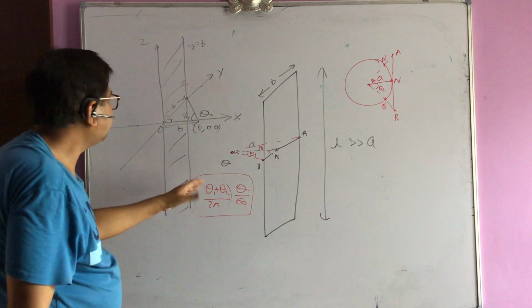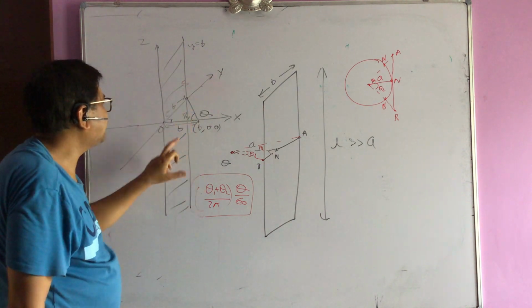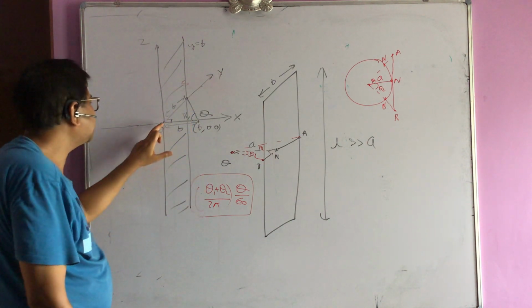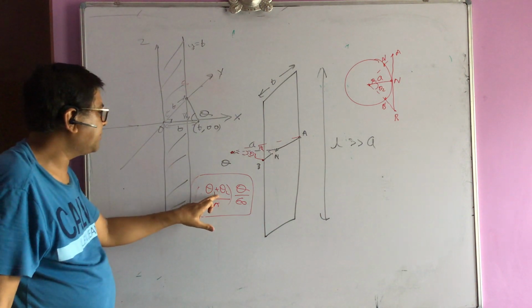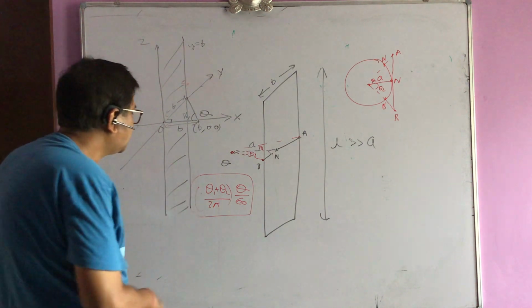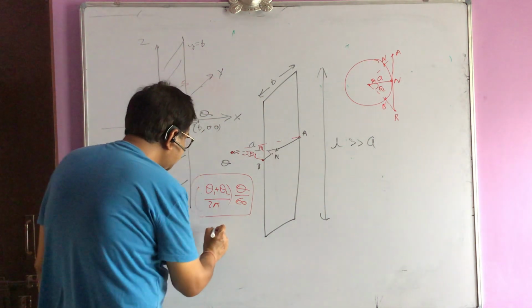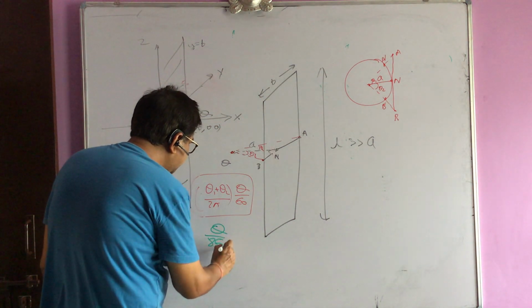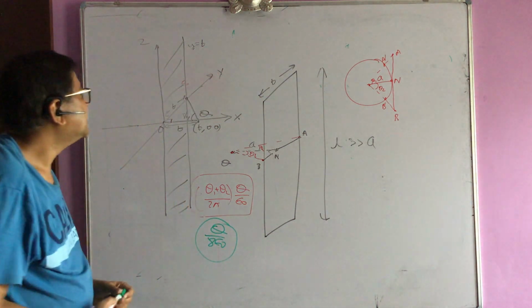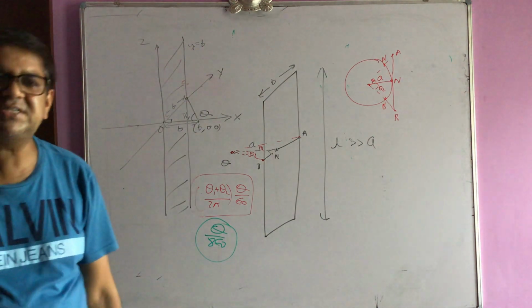So applying this, if I take theta 1, this is pi by 4, theta 2 is 0 because on this side there is no sheet. So here I am taking pi by 4 by 2 pi into q by 2 epsilon. So the answer is going to be q by 8 epsilon in this case. Is that clear? Okay.